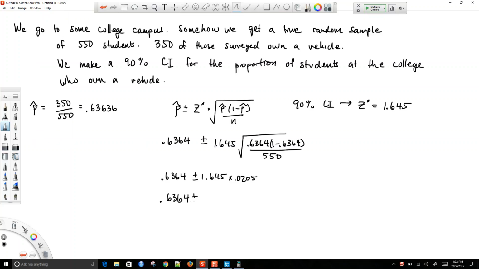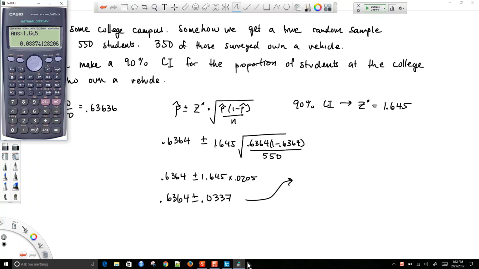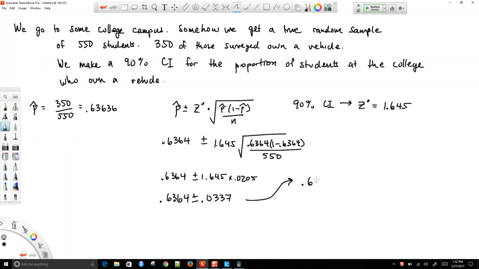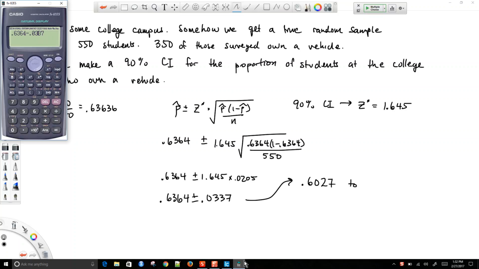0.6364 plus or minus 0.0337. And so that gives me 0.6364 minus 0.0337, 0.6027, and on the upper side, we'll do the plus, 0.6701.